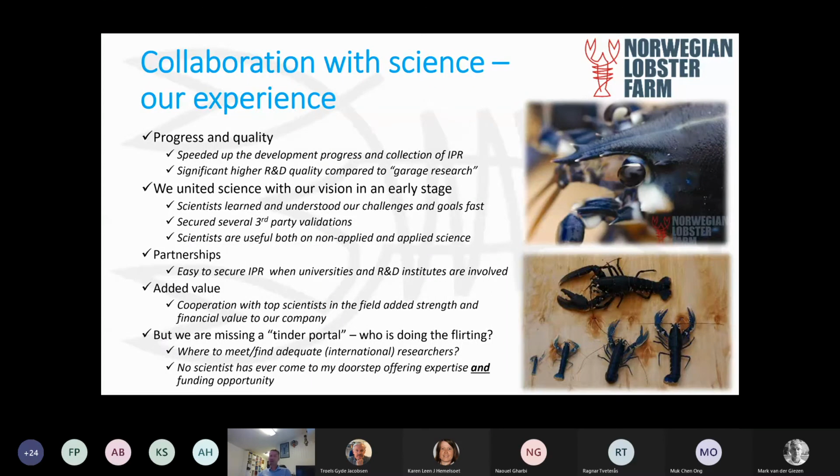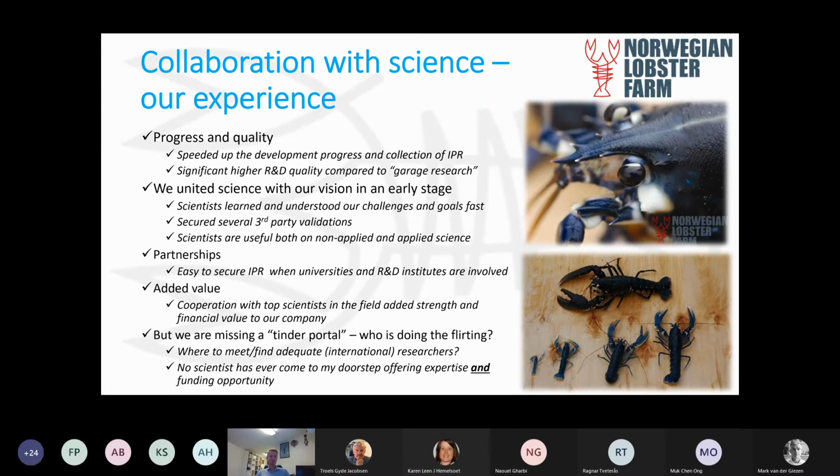But we united with the science very early, and the scientists understood our challenges and goals very fast. And we use them also for third-party validation. Since we are the only one in the world, people struggle to believe, is this really possible? And then it's an advantage for us to use third-party validations to support different stages of our development, both on the biological side, technological side, market side, and also financials for projecting the return on investment. And we have used scientists both on basic R&D and also on applied science.